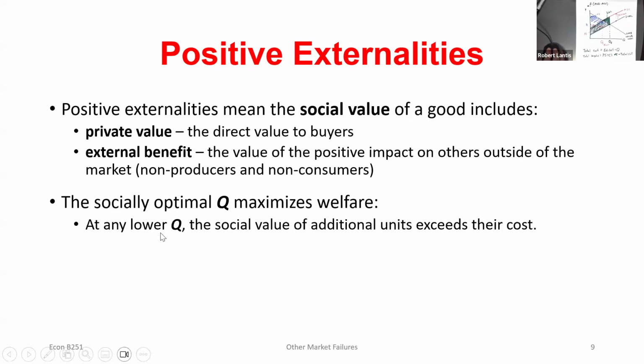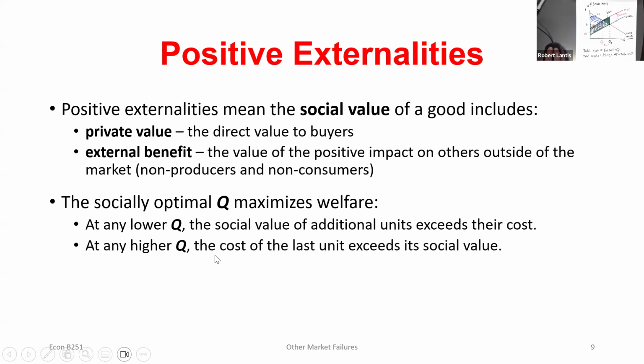Okay? So if we're looking at the socially optimal quantity, right? Any quantity below that, we should have units where the benefits exceed their cost. Any quantity above, now the cost is greater than the benefit.